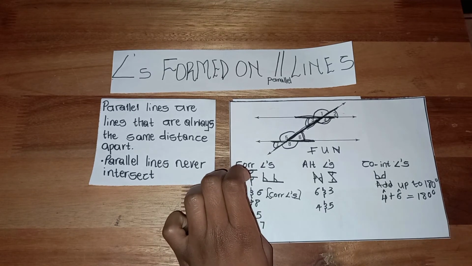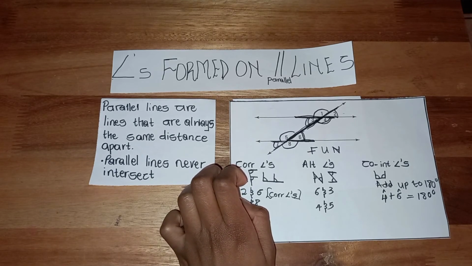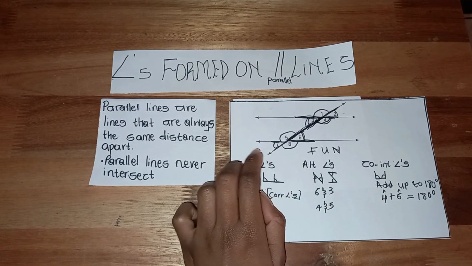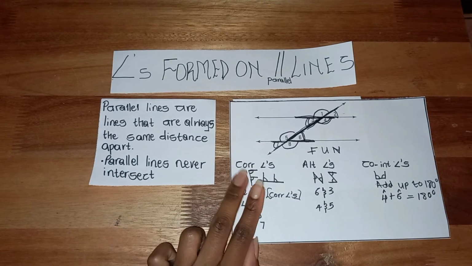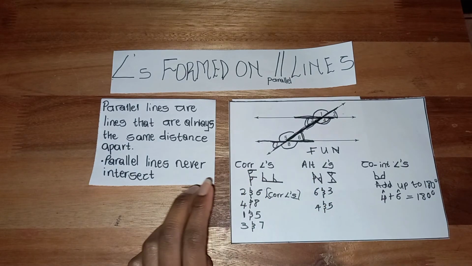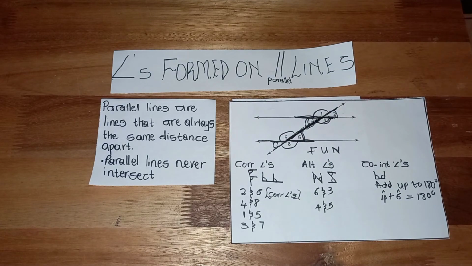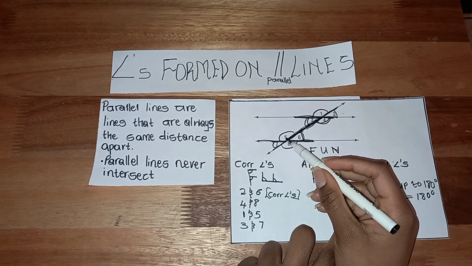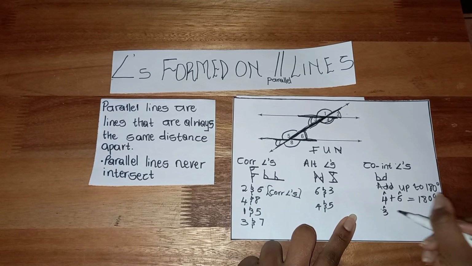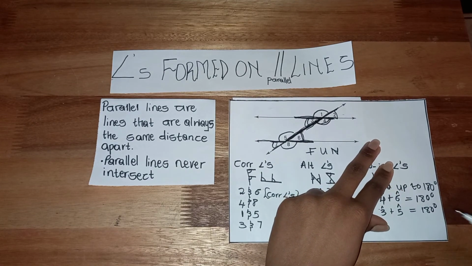So this means that they are supplementary angles. Remember in the previous video we said supplementary angles add up to 180 degrees. Now let's look for another pair of co-interior angles. As you can see, we have another U. One thing about co-interior angles, they are found inside, in the middle of the parallel lines. Now we can see that angle 3 plus angle 5 equals 180 degrees.